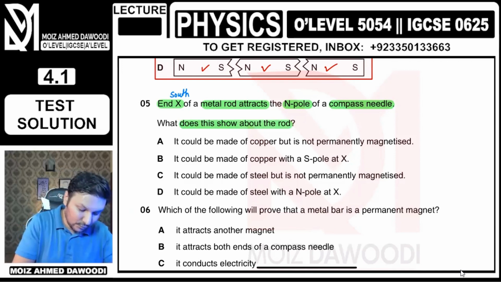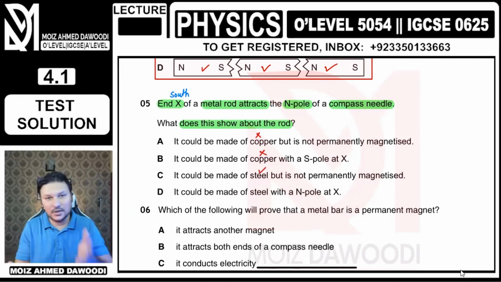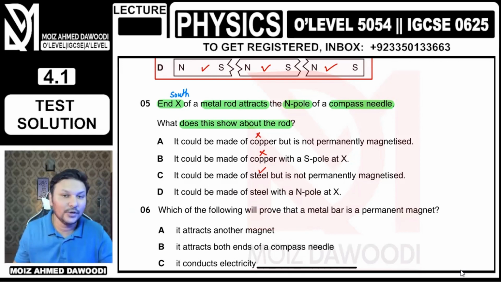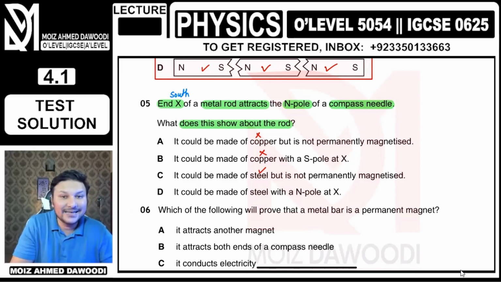First and foremost, copper is not part of the magnetic material family. So this is wrong. It could be made up of copper? No. It could be made up of steel. Yes, steel is a magnetic material, so it can be attracted to the compass needle. Because the needle of a compass is permanently magnetized and is made up of steel. But is not permanently magnetized.